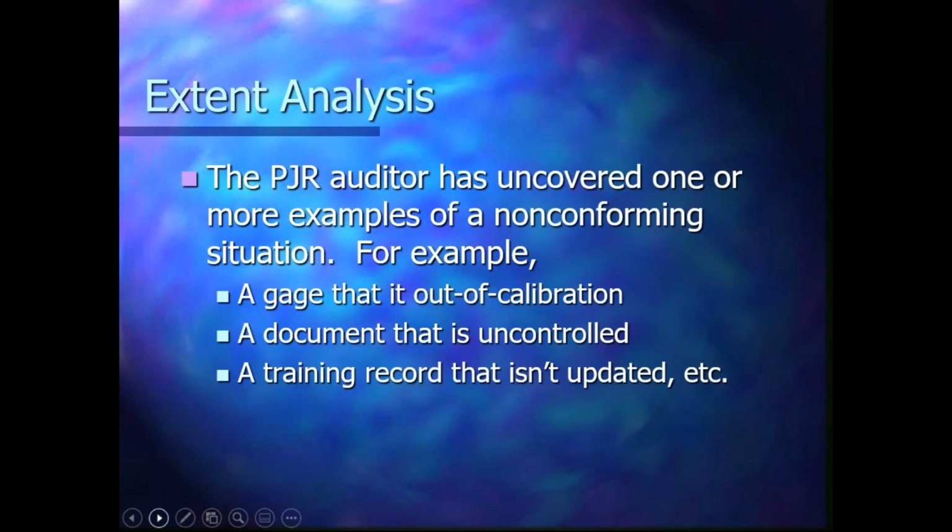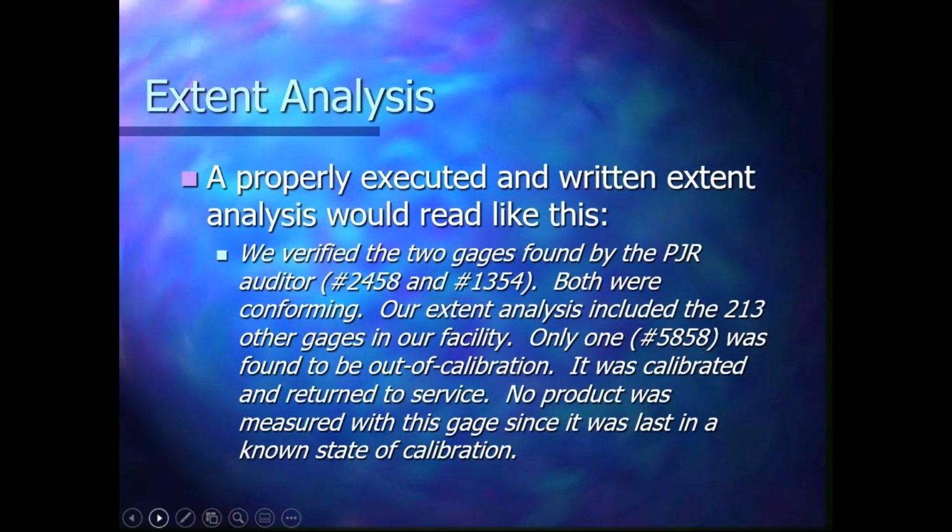So the PGR auditor has uncovered one or more examples of a non-conforming situation. For example, a gauge that's out of calibration, a document that's not controlled, a training record isn't updated. So a properly executed and well-written extent analysis would look like this. We verified 2 gauges found by the PGR auditor, 2458 and 1354. Both were conforming. Our extent analysis included the 213 other gauges in our facility.